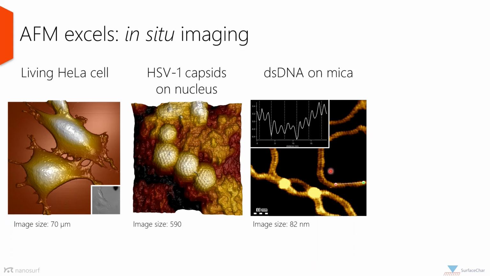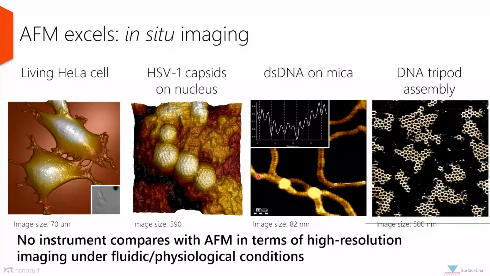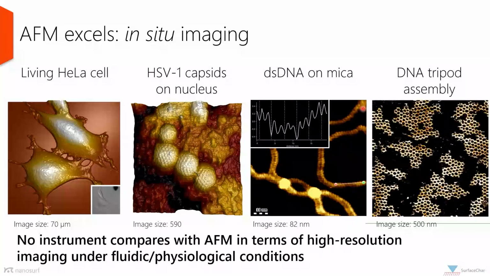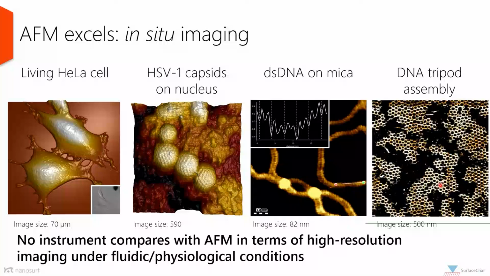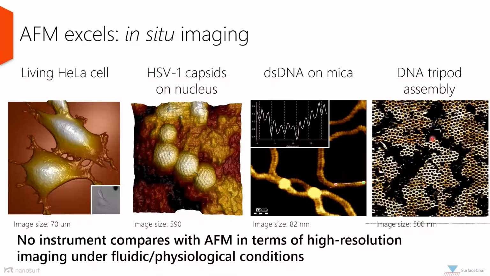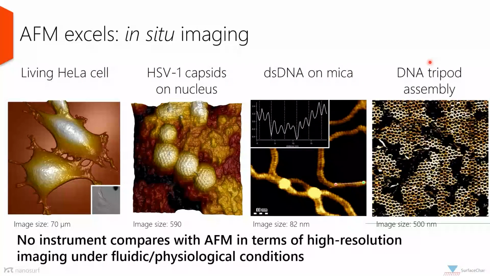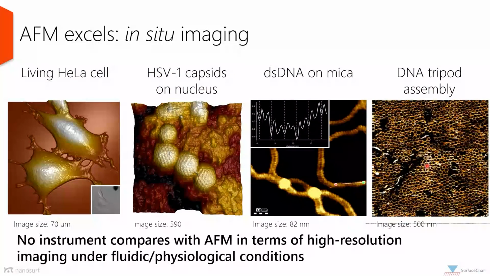So the last example shows you that we can not only image static things, we can also look at dynamic processes, like here the assembly of DNA tripods into this hexagonal lattice. This has to be in liquid, otherwise this hexagonal tripod DNA could not diffuse around, could not bind or desorb from the surface.